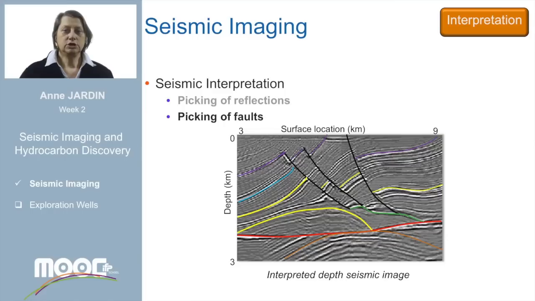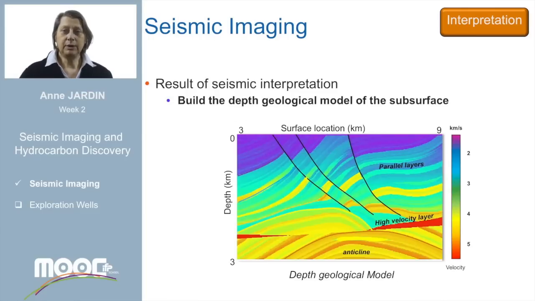Then, the geologist identified the main faults, which have broken sediments and have interrupted the reflection continuity. Three main faults are clearly visible in the central part of this section seismic image. Identifying faults is really important because faults could serve as hydrocarbon traps or be the cause of fluid leaks. The result of seismic interpretation is a model describing the geology.